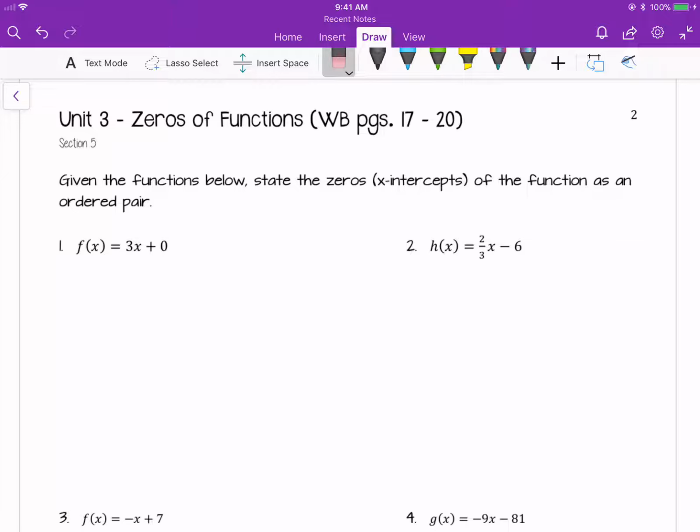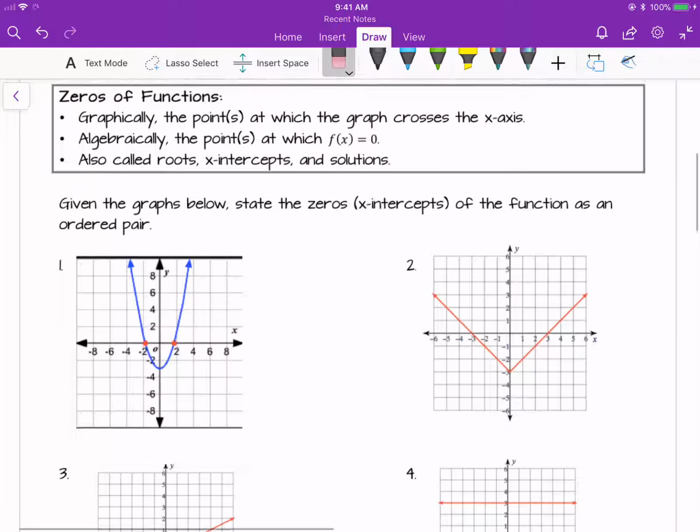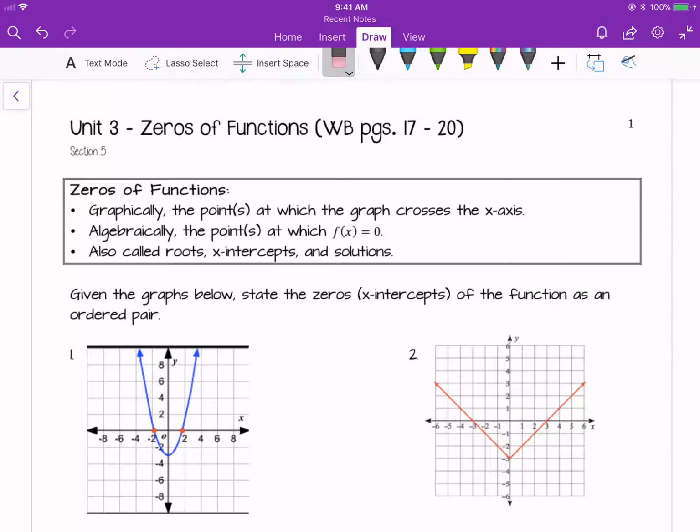Okay guys, today we are going to learn how to find the zeros of a function given a graph as well as an equation. So let me scroll to the correct area on my worksheet here. Okay, so the zeros of a function graphically, that's the point at which the graph crosses the x-axis.